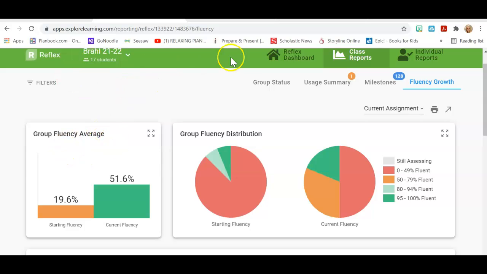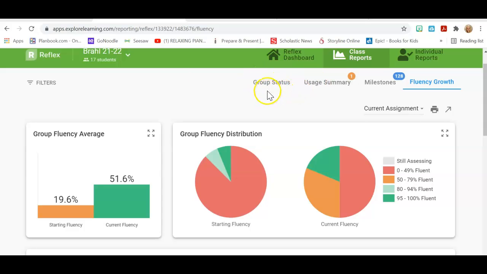This is my Reflex dashboard. I'm not going to click on it up here just because it's going to end up showing individual student names, and I don't want to do that because of privacy concerns. So I would normally click here. I'd go into my class from this year, which is Braille 21-22, and I can actually look at my data from last year as well, my last year students.